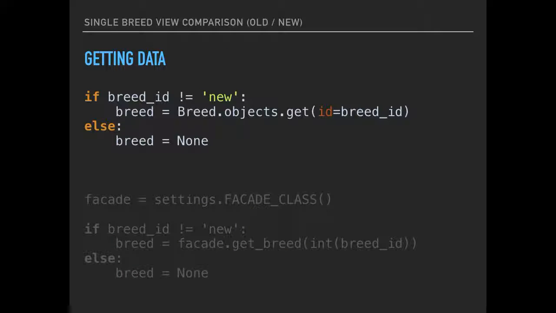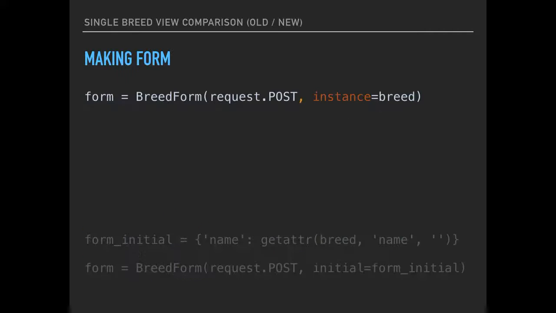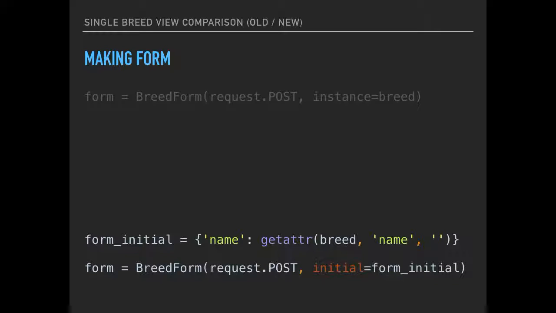So the old way, when we're getting the breed out, we're just using the Django ORM. In the new way, we create a facade and call our facade's getBreed method. In the old way, we were using a model form, so we can pass our breed instance straight into the model form. And in the new way, it's not a model form anymore, it's a standard Django form. So we're creating some initial data which we're then sending through.